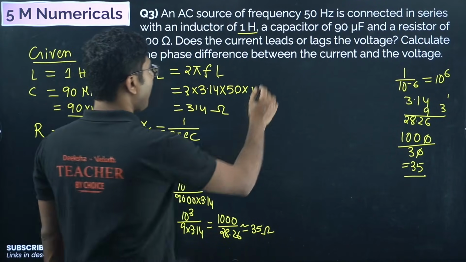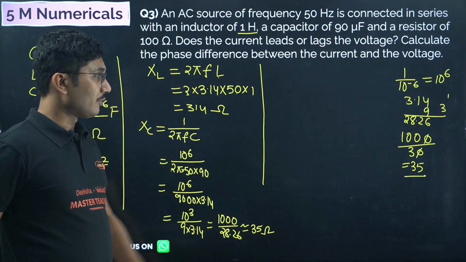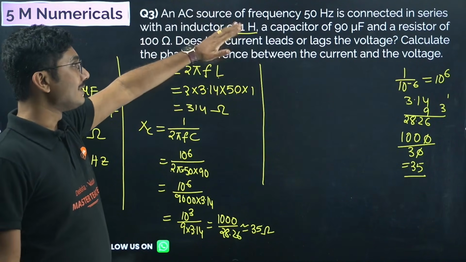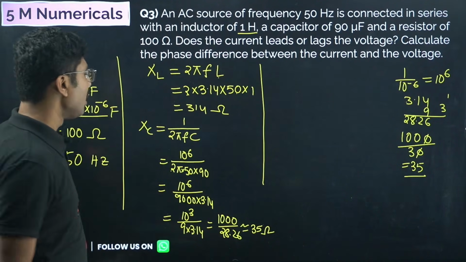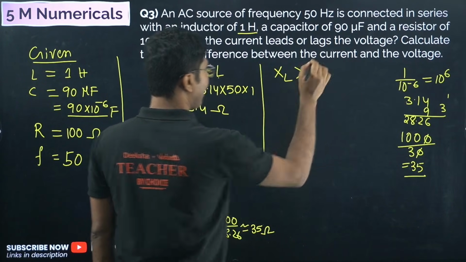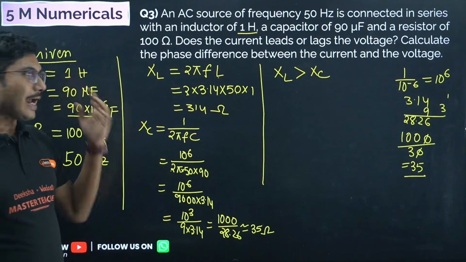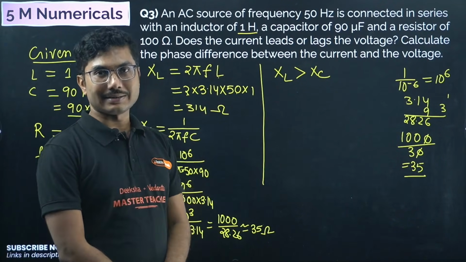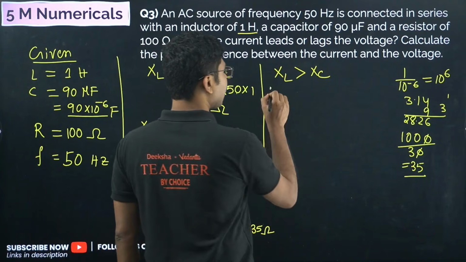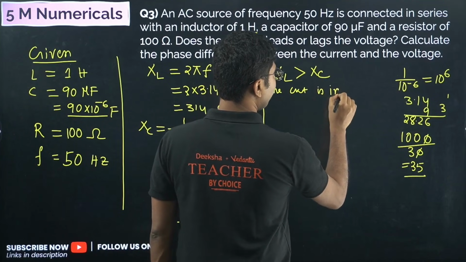So now what we have to do, we have to find out which one is leading, voltage or current. Does the current lead or lag the voltage? That is the first question. So as we can see, XL is greater than XC, right? XL is 314, XC is only 35. That means XL is greater than XC, so that definitely means that the circuit is inductive.